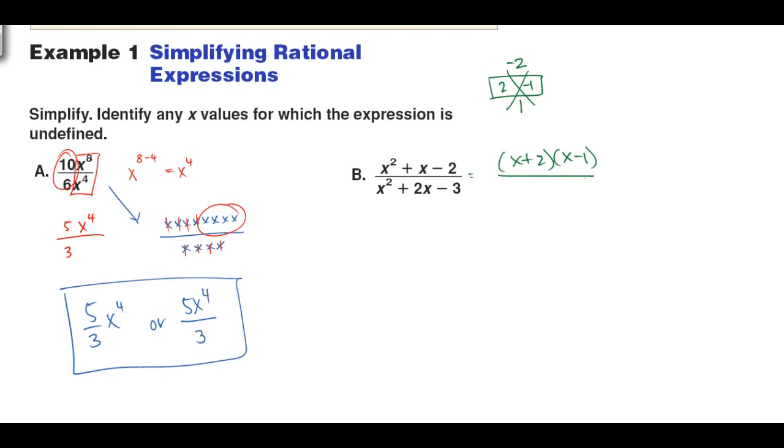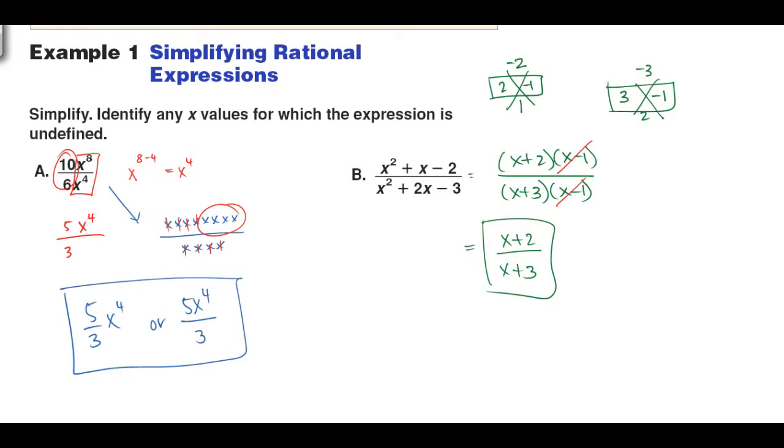All over, factor the bottom. Let's see, what two things do you know that multiply to -3 that add up to 2? Hey, I think that's 3 and -1. So that would be x plus 3 and x minus 1. Hey, lo and behold, notice what happened. The x minus 1's cancel, and you are left with x plus 2 over x plus 3 as your answer.